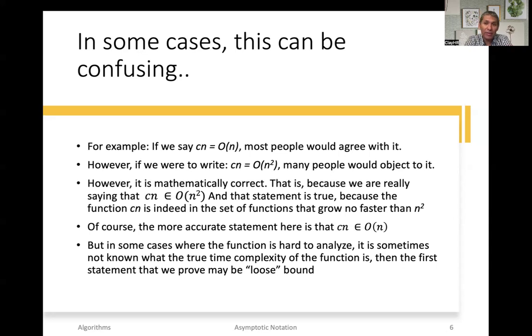Now, the more accurate statement here is that cn is in the set big O of n, but maybe if the function is hard to analyze, maybe we don't know what the more accurate statement is. So the first time complexity that we analyze it to be may prove to be a loose bound. Like in this case, to say cn is in the set big O of n squared is a loose bound, even though it is mathematically correct.